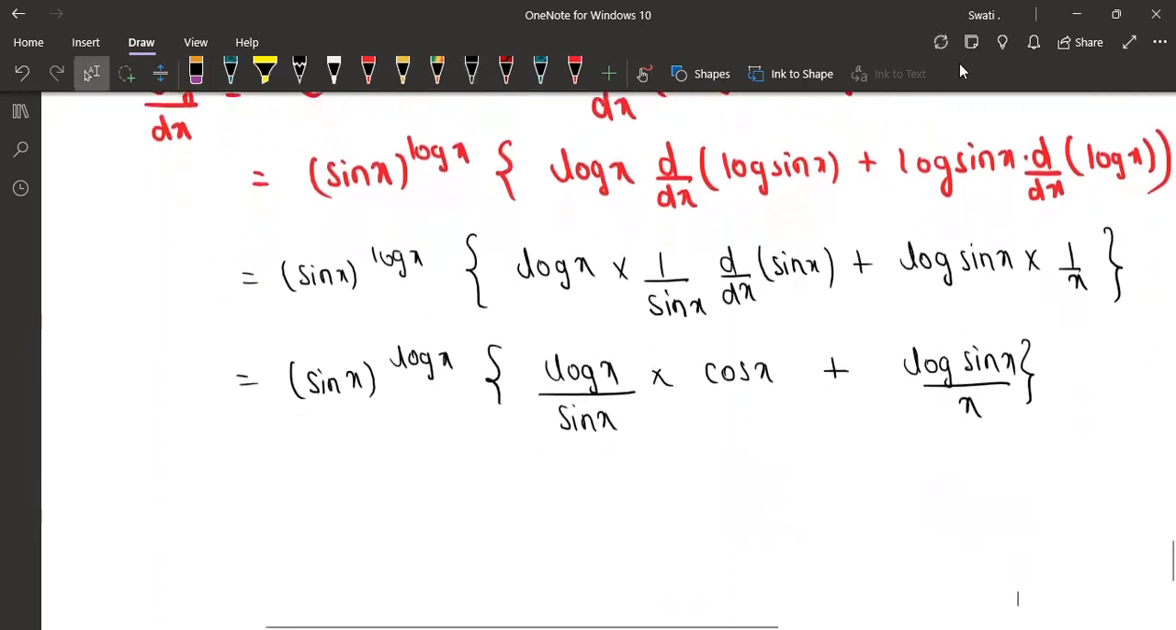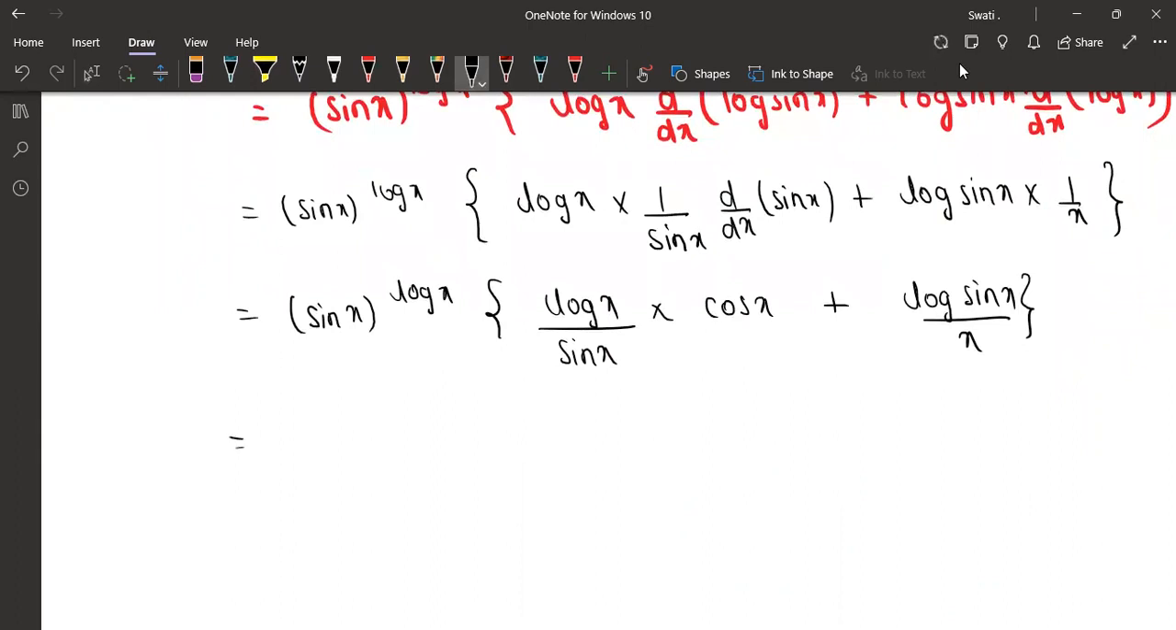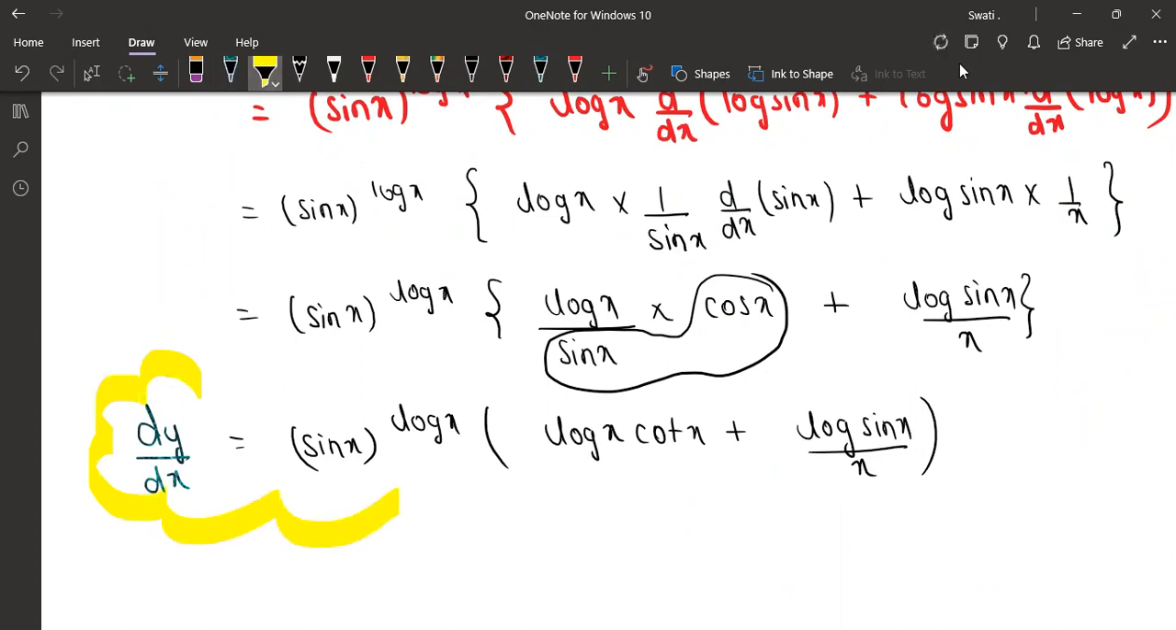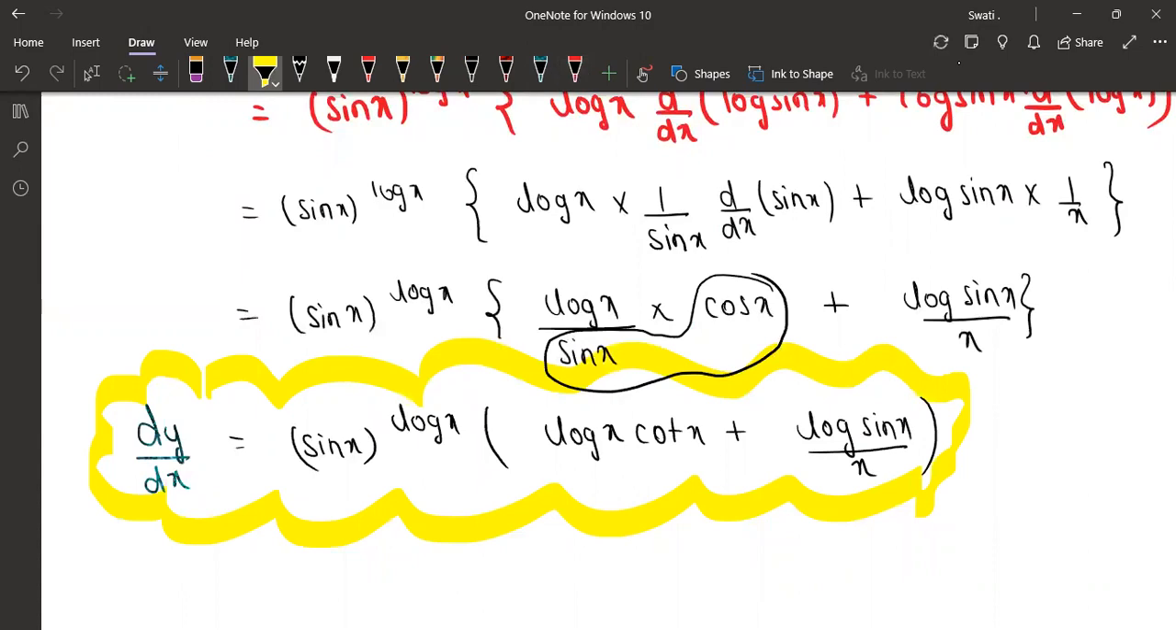Now we can simplify this further because we are getting the term cos x and sine x. So we can simplify that further by using the formula. So sine x raised to log x, and then in bracket we are getting log x cos x upon sine x. We know that cos x upon sine x is nothing but cot x. So using that formula, it will become cot x, and this we can write down as it is, log sine x over x. And this is our final answer of dy dx. Okay, so this is the answer. So we are done with the third question as well. Now we can go to the fourth question. So let's move to the fourth question.